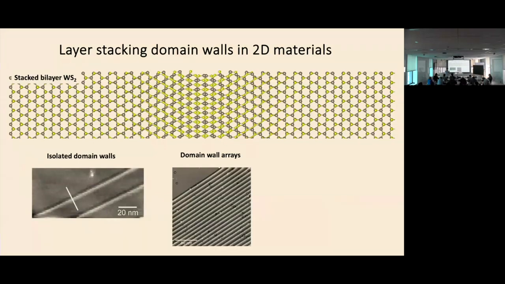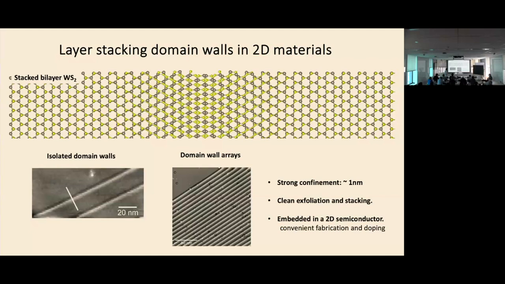Or you can imagine if you have very little strain, they will concentrate it in one or a very few domain walls. But when the strain is relatively large, it will actually be able to realize a periodic array of these domain walls. So each domain wall will give you one lattice shift, and if you have many lattice shifts, they will form this periodic array of domain walls.